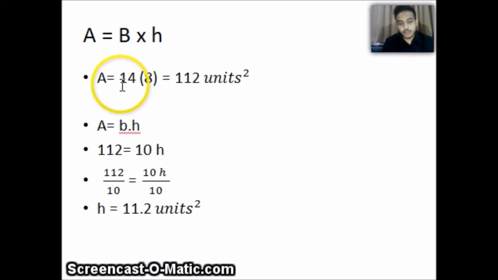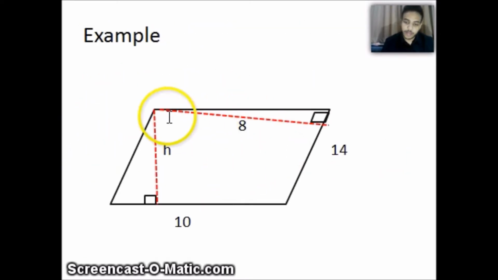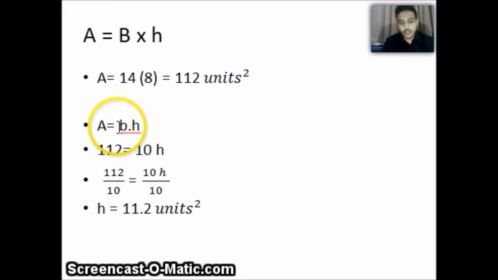So A equals 14 times 8 equals 112 units. So we know here that the area is 112 units. So from the formula we have A equals BH, we substitute. We know the area equals 10H. So we have one unknown here. So we will divide by 10 here, and we will divide by 10 here. So the height is equal to 11.2 units.